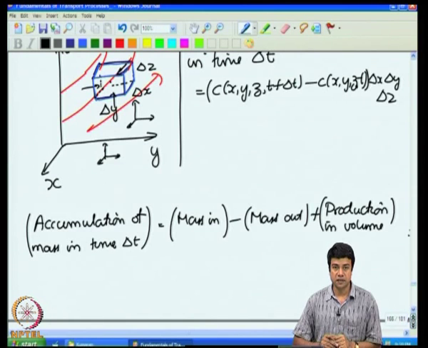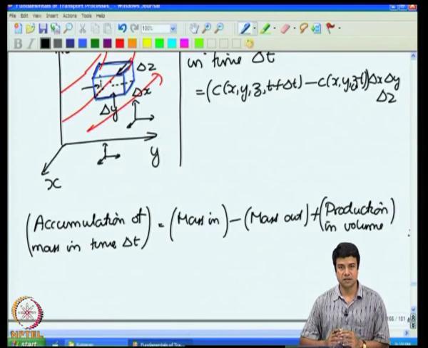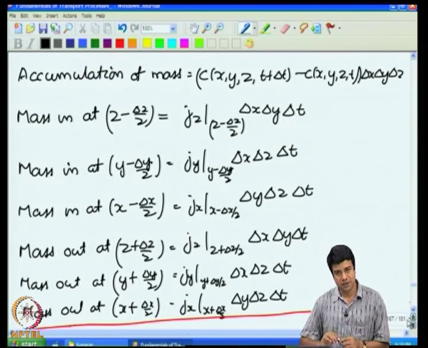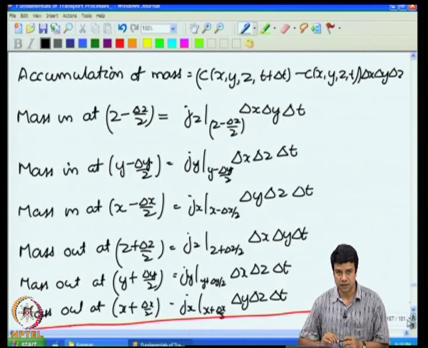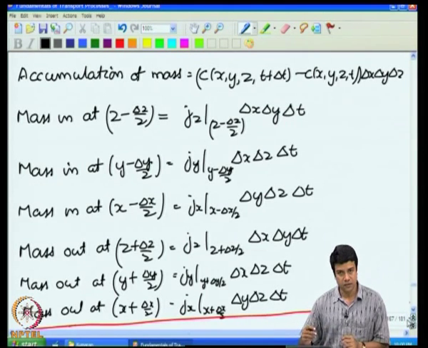You want to choose the differential volume such that the surfaces perpendicular to the y axis, for example, are at surfaces of constant y, that is, they are at y and y plus delta y, or in this case we took y plus delta y by 2 and y minus delta y by 2. Similarly, you have two surfaces in the x axis at x plus delta x by 2 and x minus delta x by 2, and two surfaces perpendicular to the z axis. And you write balance equations which contain rate of change, that is, the change within the volume within a time delta t, the amount of mass coming in and going out of each of these surfaces.